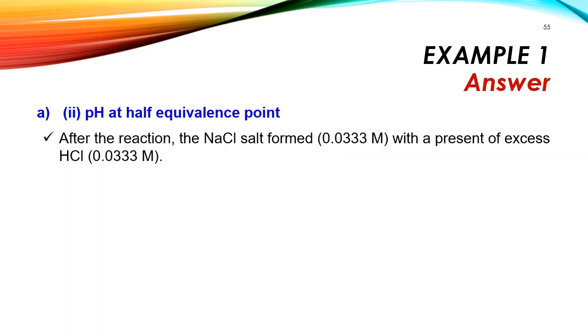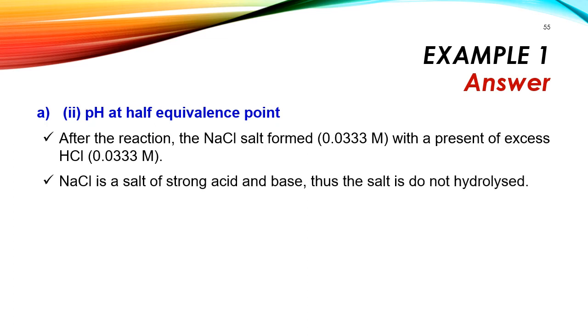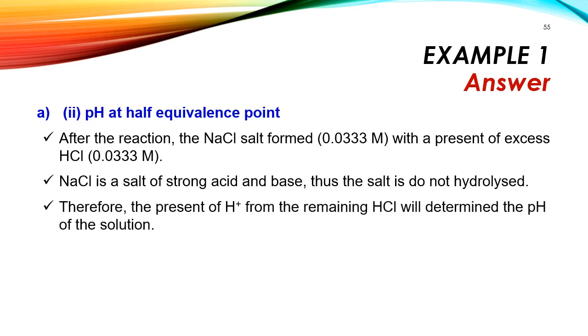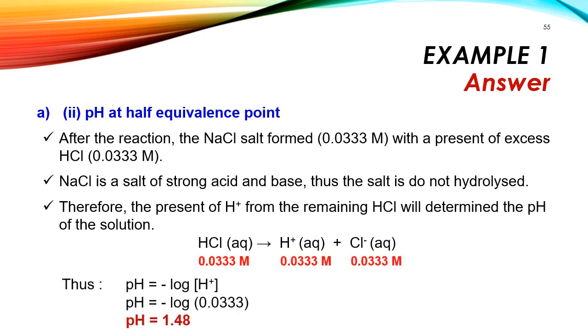After the reaction, the sodium chloride salt is formed with the presence of excess hydrochloric acid. The sodium chloride is a salt of a strong acid and base. Thus, the salt does not hydrolyze. Therefore, the presence of H+ from the remaining hydrochloric acid will determine the pH of the solution. By calculating the pH using the formula pH equals negative log H+ concentration, we'll obtain the pH value of 1.48.